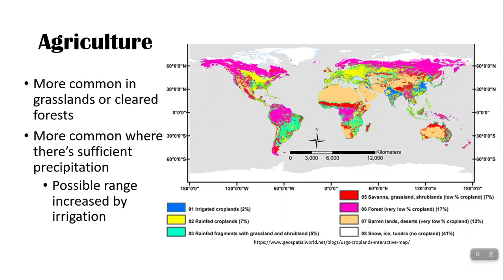Agriculture tends to be most common either on grasslands or in areas with cleared forests. So this graph is showing you where you have cropland. Rain-fed cropland is the yellow areas, so notice a lot of that is Europe, and a lot of that is like the Canada-US border. Then there's plenty of irrigated cropland, so people can grow crops there, but they have to add extra water because without enough precipitation, you can't really grow crops very easily.